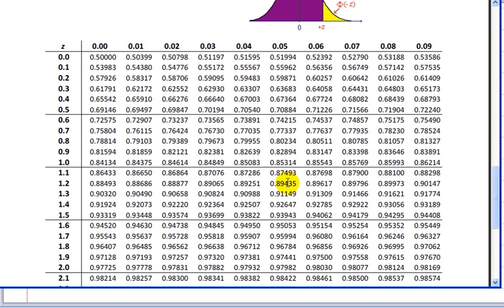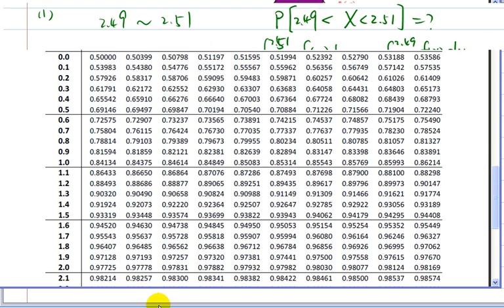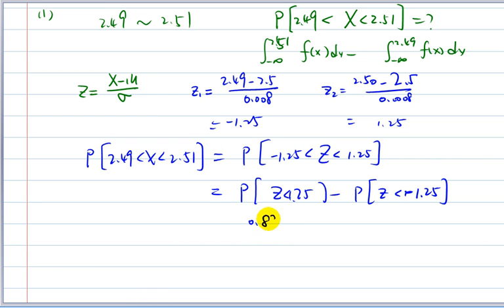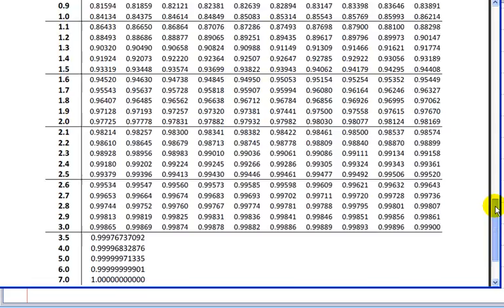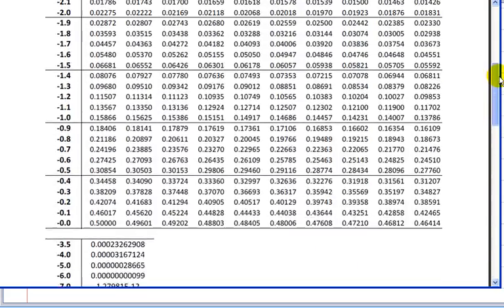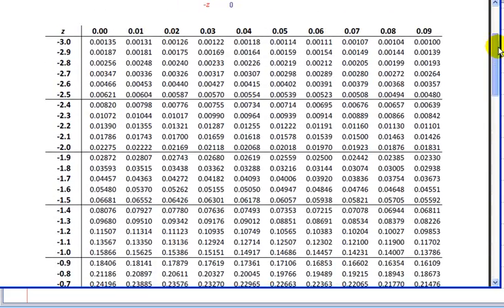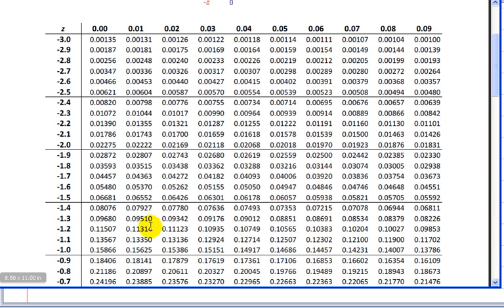So you get 0.89435. Okay? So 0.8944, that's fine. So this is 0.8944. And then for z minus that, let's see. Negative, where's negative? Negative is up there. Negative 1.25, negative 1.25. There. So use a ruler. 0.1057.